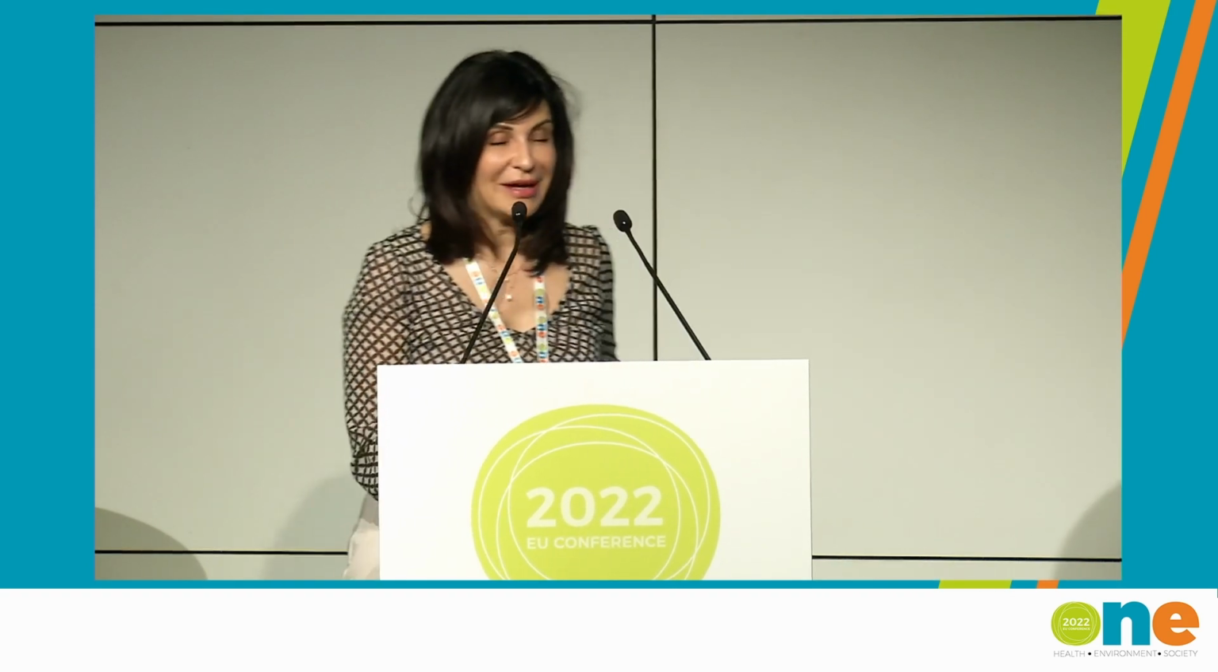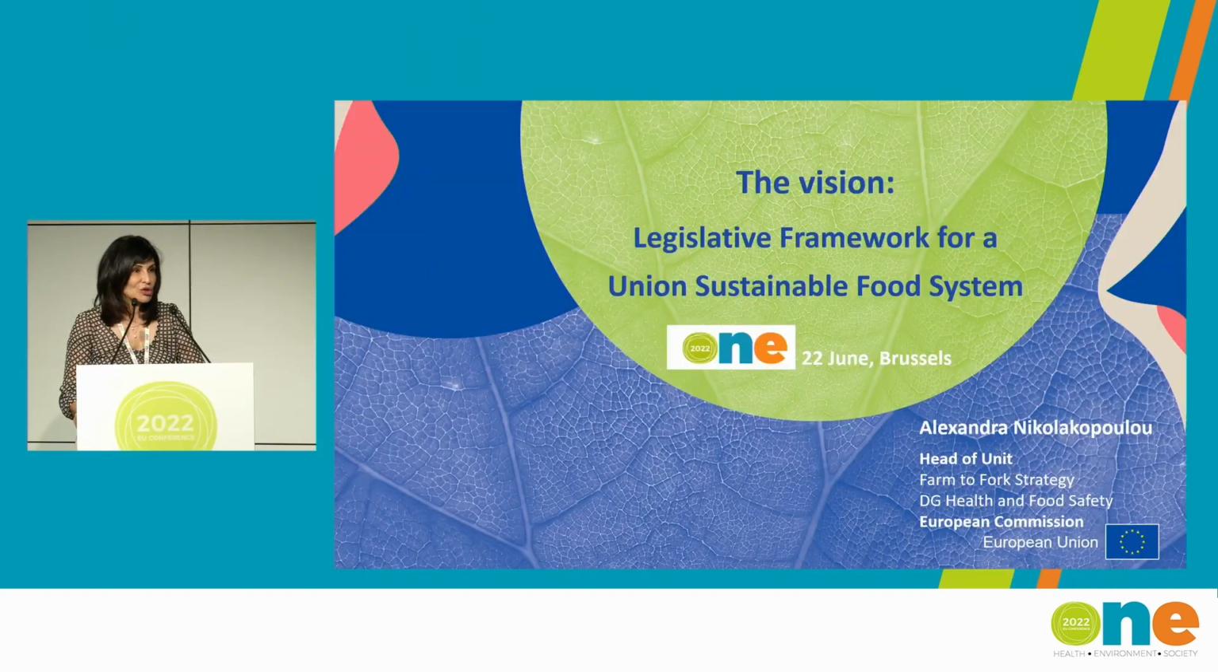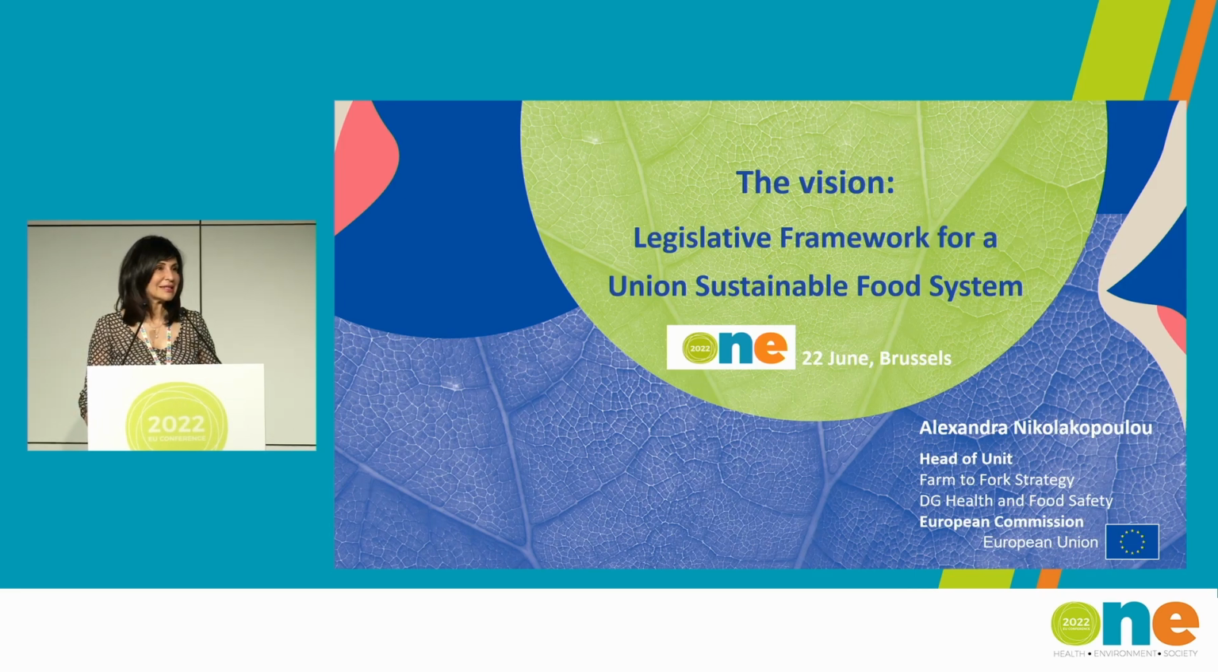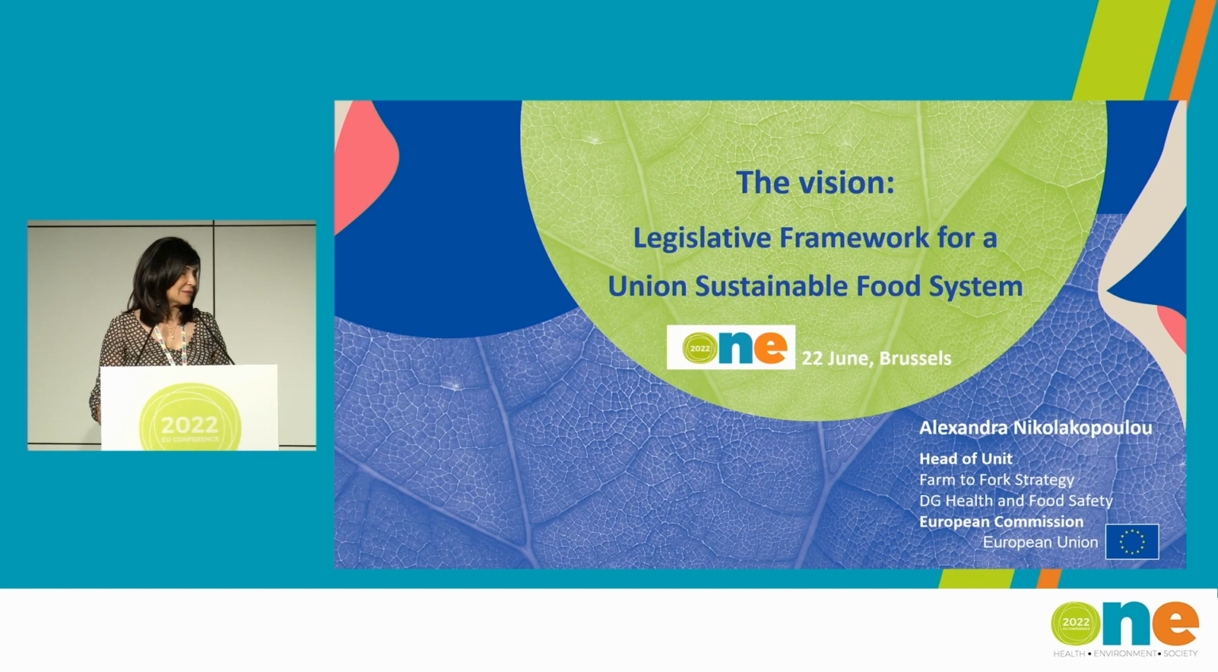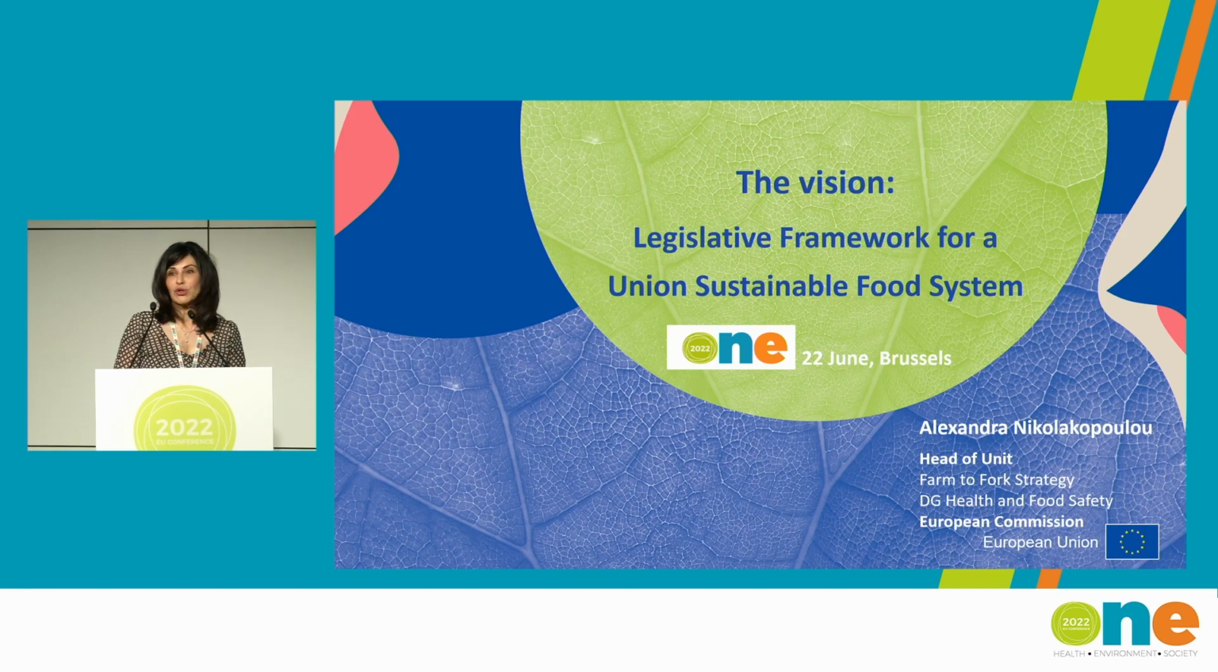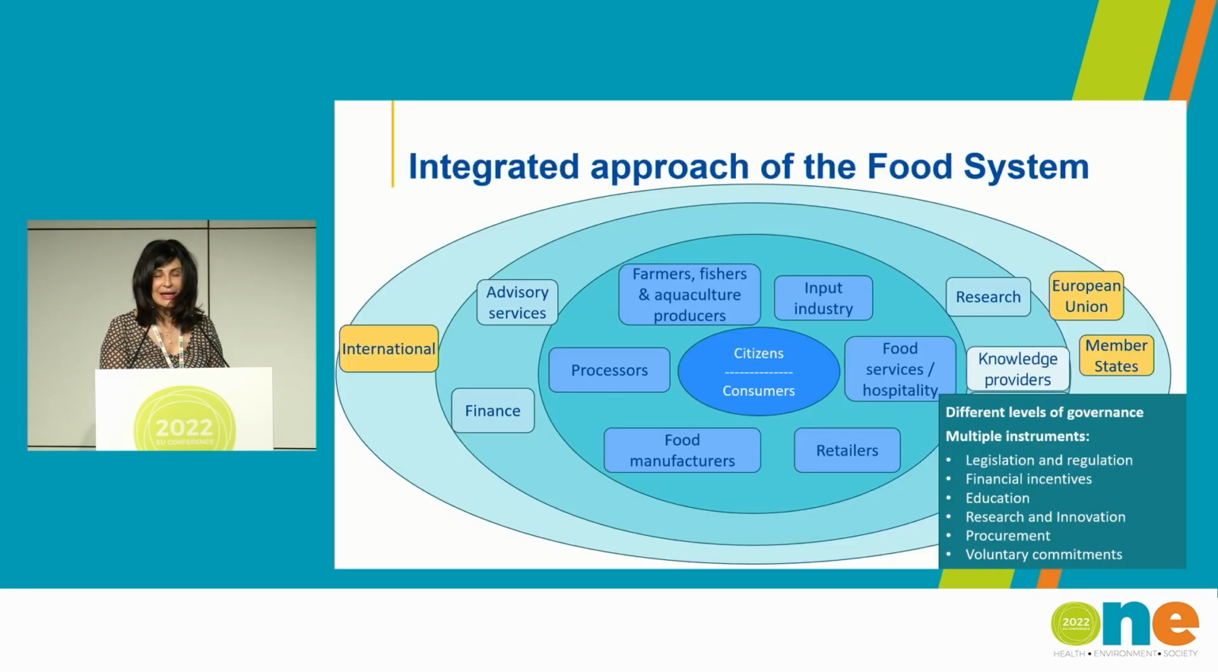I think the vision is part of the Farm to Fork strategy, but we are also talking about the vision when we refer to our key legislative proposal on a union sustainable food system. You have seen that this is often called a flagship initiative. Why? Because this initiative will translate, in fact, in law the spirit and the rationale of the Farm to Fork strategy. So I will go directly, given that I have only 10 minutes, I will start with my slides.